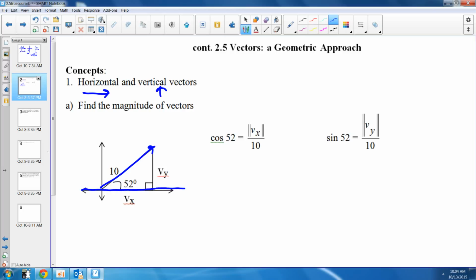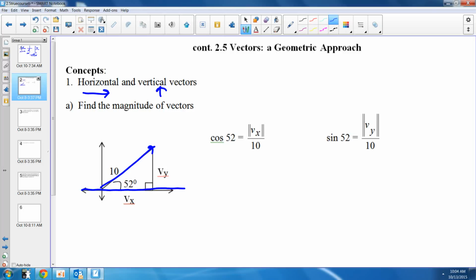So 52 degrees is going up, and this can be like 10 miles per hour. And the question is, what's the vertical and horizontal vectors? This is vector x, horizontal, vector y, vertical vector. And the way you solve this is simply by using SOHCAHTOA. And so you're going to be using cosine and sine and solving.